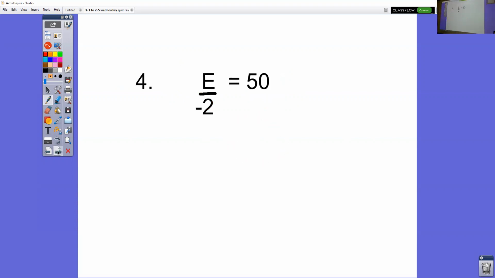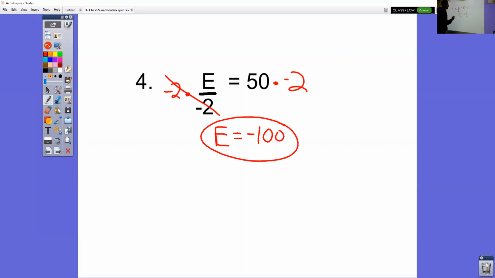In question number 4, this says e divided by negative 2 equals 50. Go ahead and try number 4. In this question, this says divided by negative 2, so you want to multiply by negative 2 and multiply by negative 2. Those negative 2s cancel out. Bring down your e, bring down your equal sign. 50 times negative 2 is negative 100.